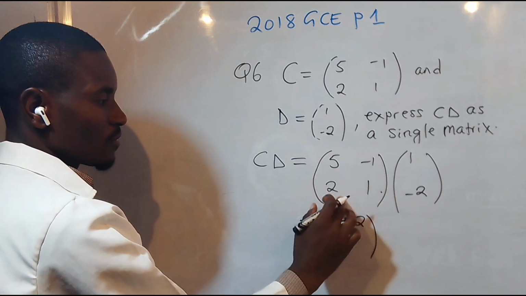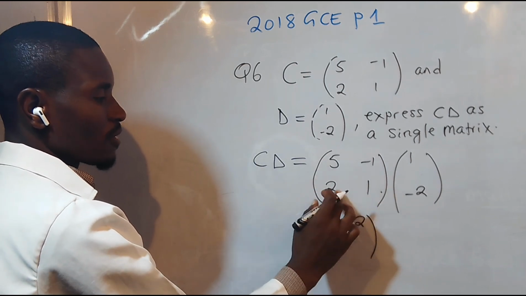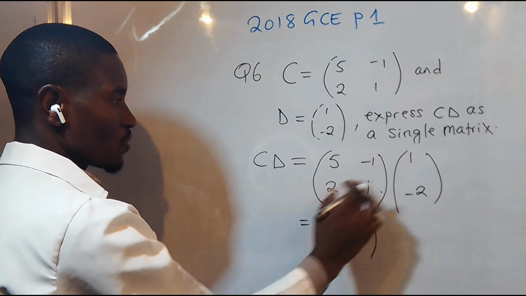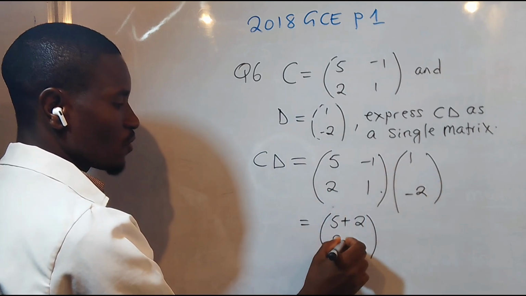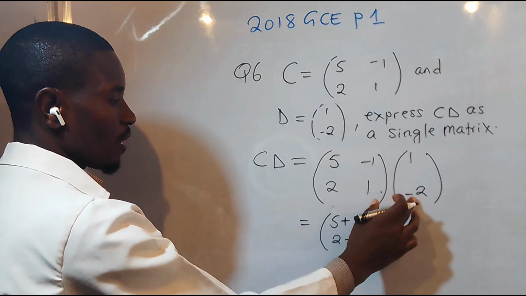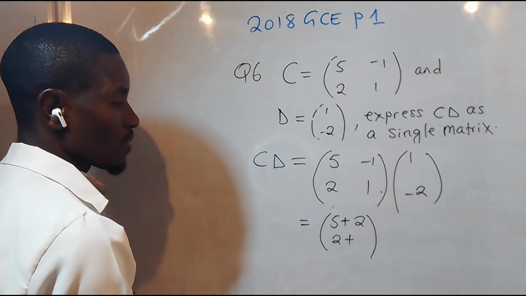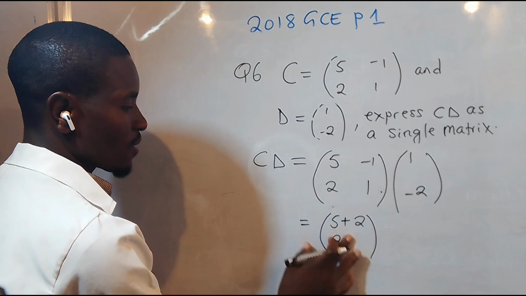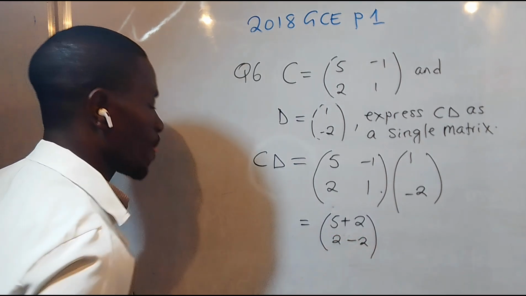And then you come to the second row. So you do the same thing. So 2 times 1, just 2, plus 1 multiplied by -2, that is -2. So this can just become -2.